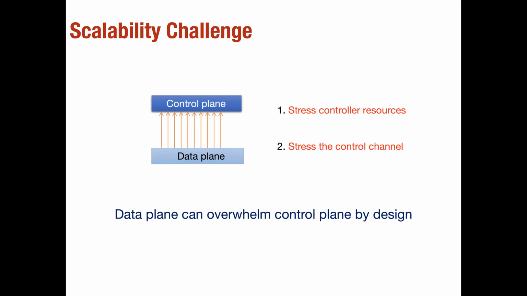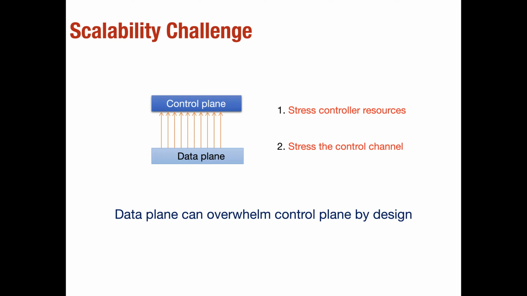So what can we do, right? Let's try to understand the scalability challenge from two perspectives. One perspective is that if we have a single instance of the control plane, or when I say control plane, the network operating system, then we are stressing the resources that we have on the controller. That is one challenge. The second challenge is that we are also stressing the control channel, right? When I say control channel, you can think of that as the southbound API, the interface connecting the control plane of the operating system to the data plane.